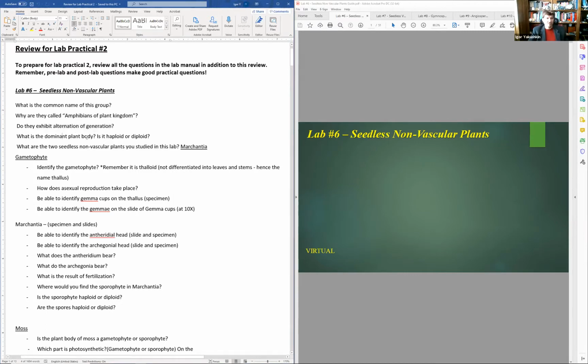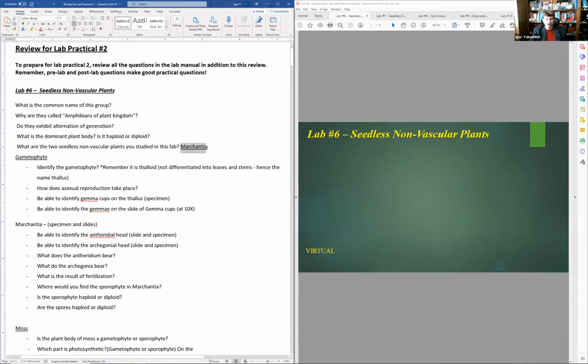What is the dominant plant body? For the seedless non-vascular plants, that's the gametophyte. The sporophyte is literally parasitizing the gametophyte. And then as soon as we start looking at the vascular plants, the roles pretty much reverse. Is the dominant plant body, the gametophyte, haploid? Gametophytes are always haploid.